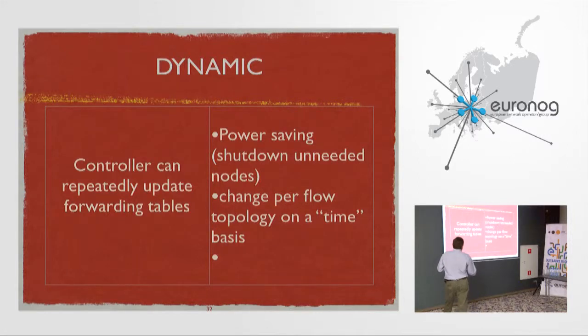It's dynamic. There is no reason why your controller cannot repeatedly update forwarding tables. Okay? Can I promise you today that OpenFlow will not drop packets? No. Can I promise you today that your OSPF reconvergence will also not drop packets? No. Right? What's the difference?